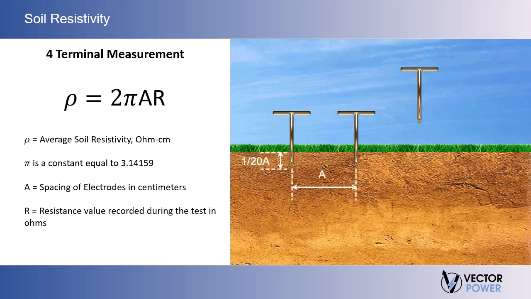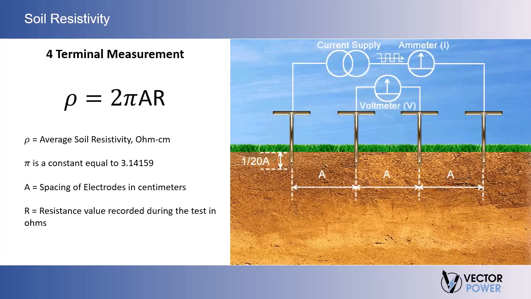Soil resistivity measurements are commonly made with a four-terminal test method. As the name implies, the four-terminal method requires the insertion of four equally spaced and inline test rods or electrodes into the area under test. A known test current is passed between the outer electrodes. The potential drop, a function of resistance, is then measured across the two inner electrodes.